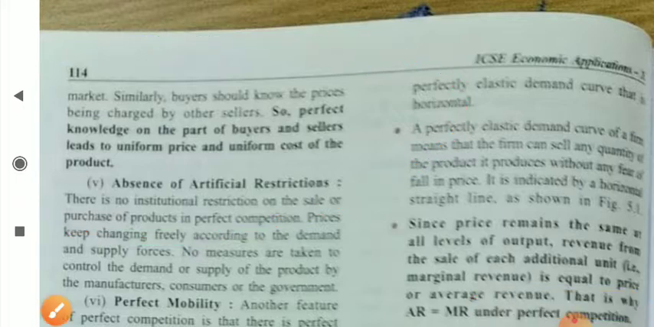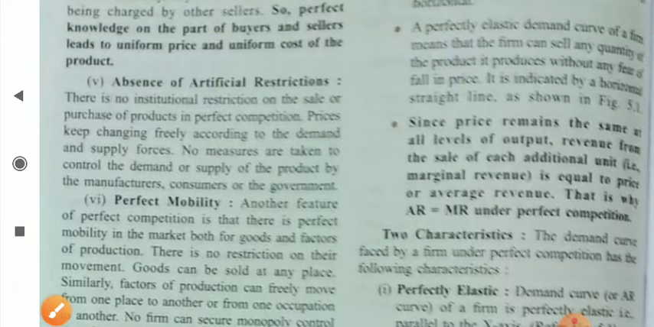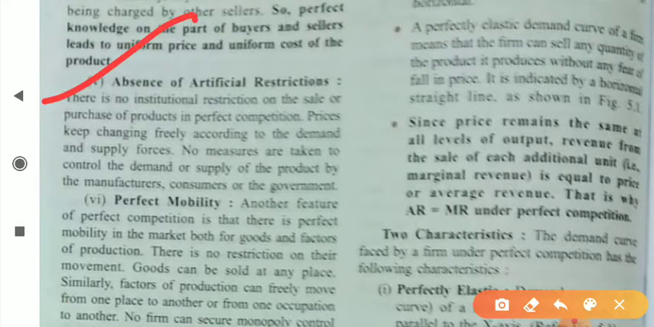Okay, dear student. Next point is absence of artificial restrictions. There are no restrictions on the sale or purchase of products in perfect competition. Prices keep changing freely according to the demand and supply forces. So, no measures are taken to control the demand or supply of the product by the manufacturers, consumers, or the government. So, there is absence of artificial restrictions.